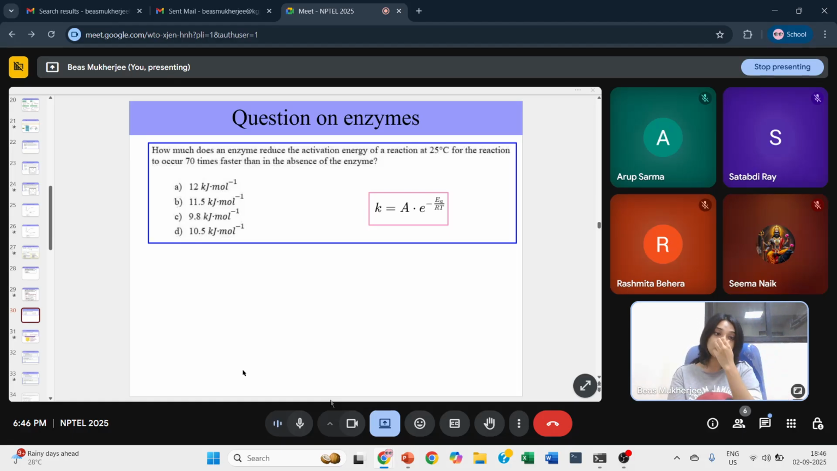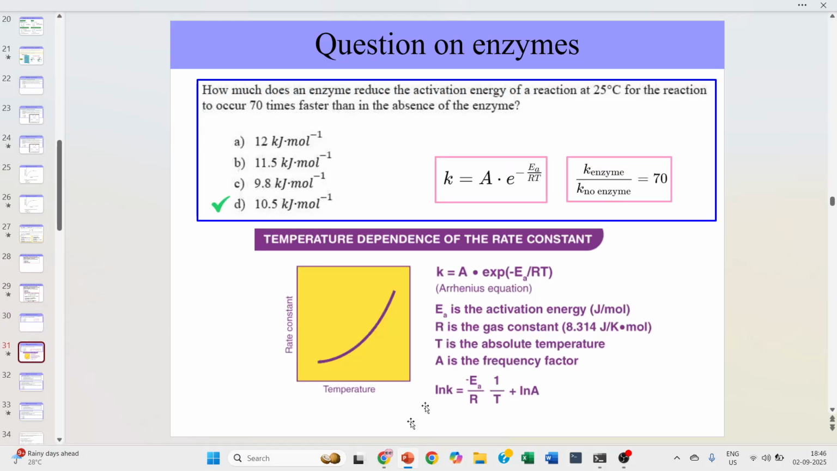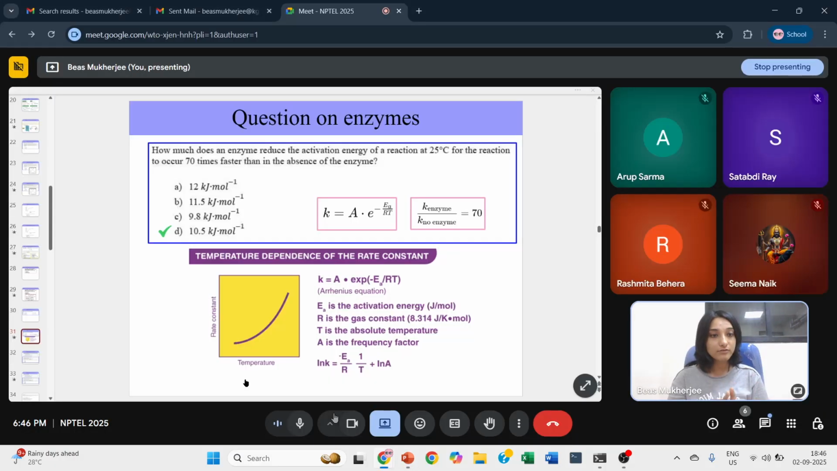They have even mentioned T. So here the T should be in Kelvin, right? So this is how you have to find out. If you are trying to solve this question, then this is how you have to solve it. Okay, so the right answer is D.